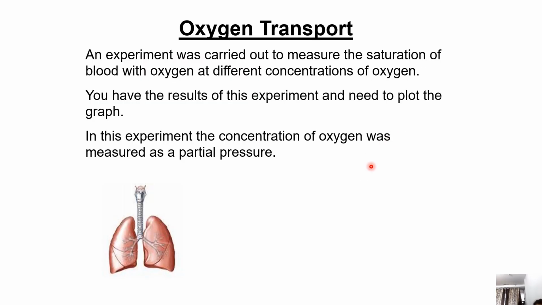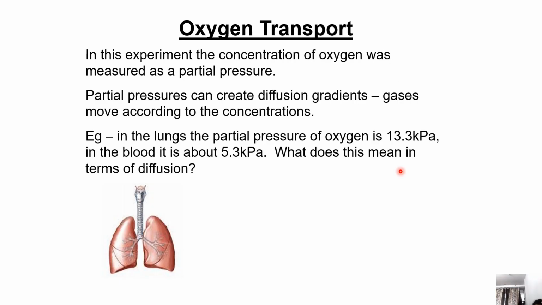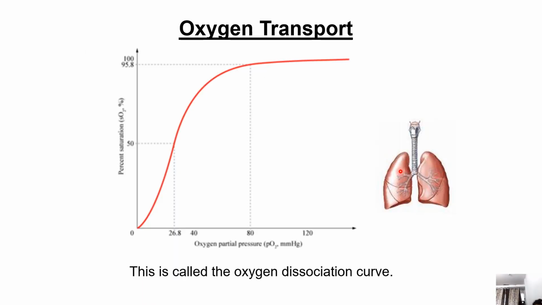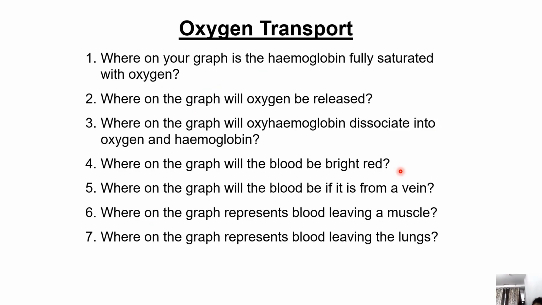Now, an experiment was carried out to measure the saturation of blood with oxygen at different concentrations of oxygen. This is called the oxygen dissociation curve, right? Here, the percent saturation is on the y-axis and the oxygen partial pressure on the x-axis.